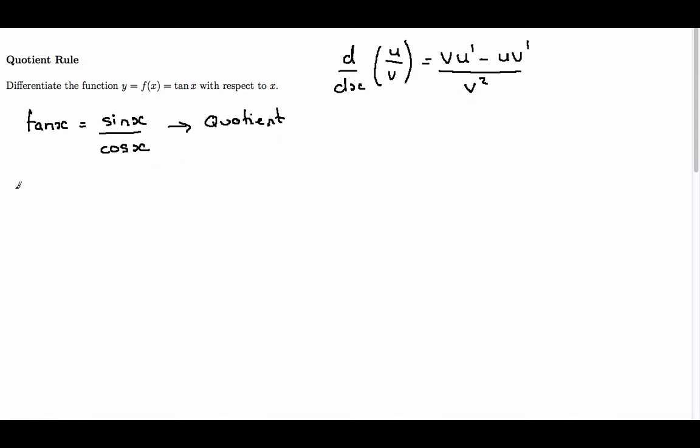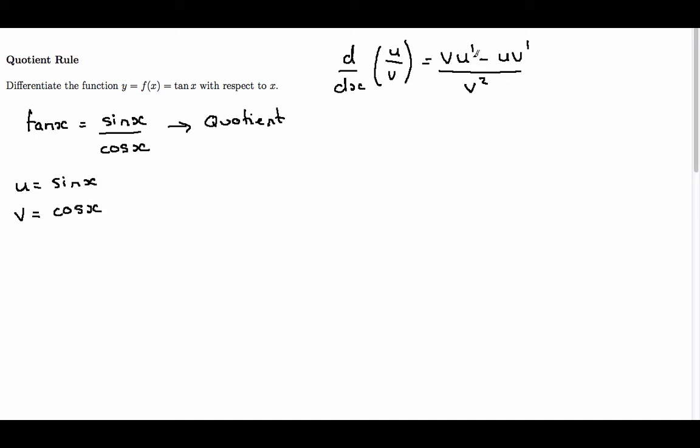So the first thing we need to do is define our u and our v. Now u is always the numerator in the quotient, so in this case it is sin x, and v is always the denominator in our quotient, so in this case it is cos x.